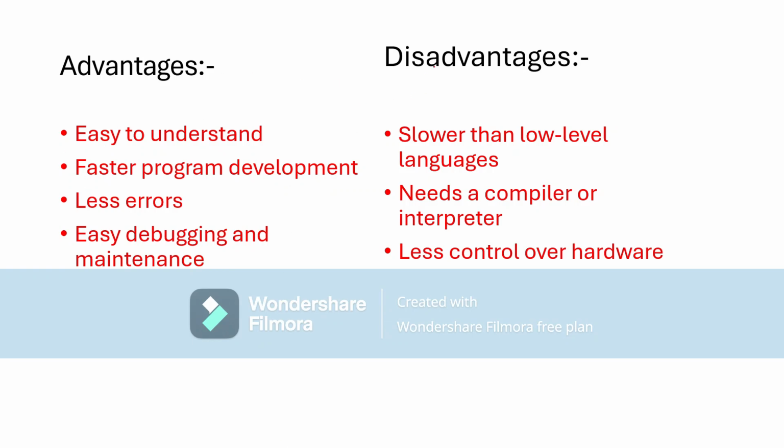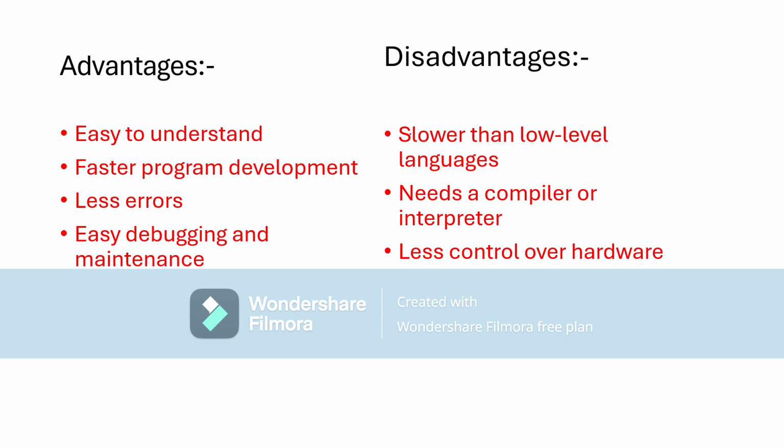What are the advantages and disadvantages of high level languages? Advantages: easy to understand, faster program development, fewer errors, easy debugging and maintenance. Disadvantages: slower than low level languages, needs a compiler or an interpreter, less control over hardware. So now let us understand the advantages and disadvantages of high level languages. High level languages are designed mainly for humans, not for machines.